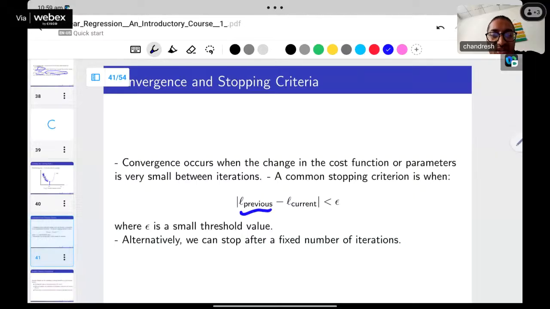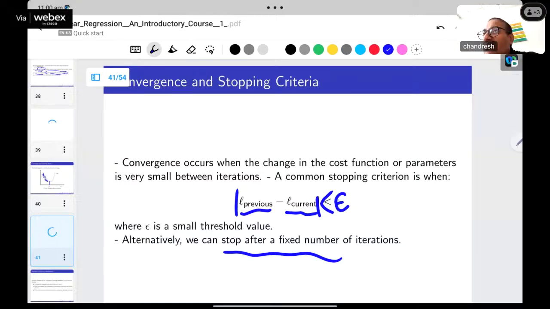You compute the loss in the previous step and the current step and take the difference, the loss value or objective function value. If the absolute difference is less than a predefined threshold epsilon, then you stop. That means my loss is not changing too much. When you have reached the minimum, the loss will not change much. Then you stop.